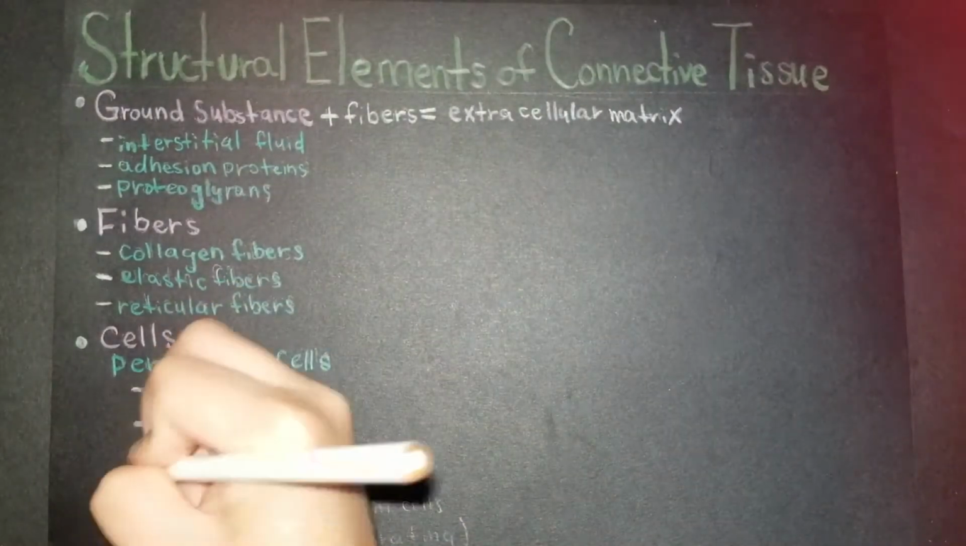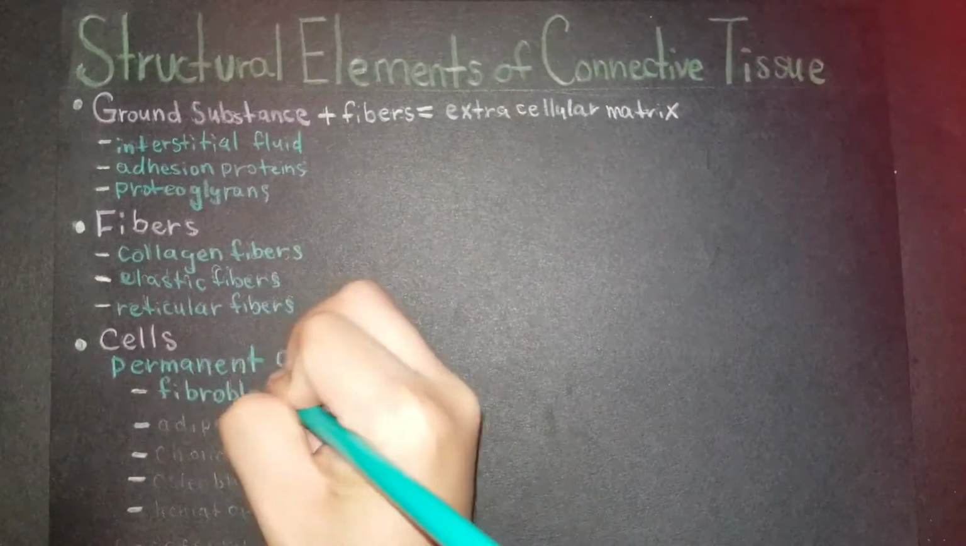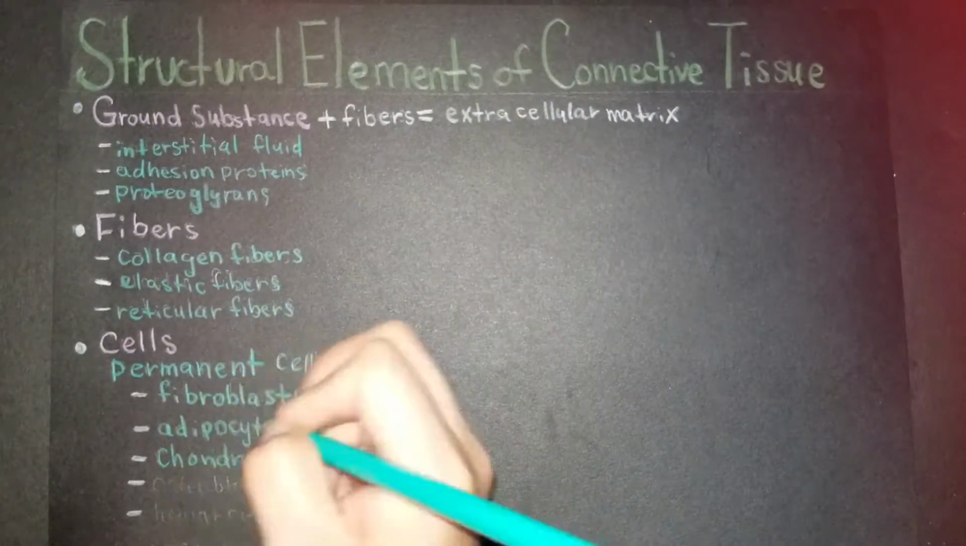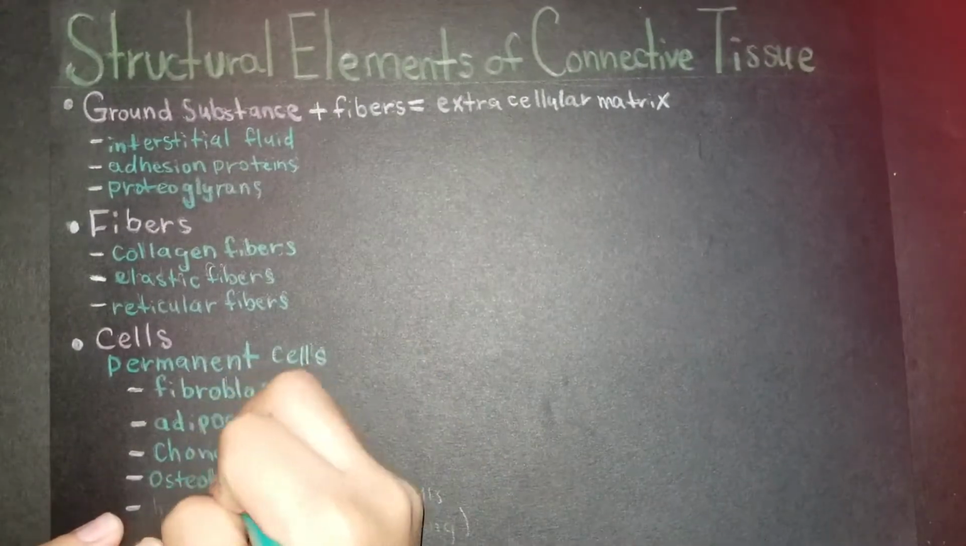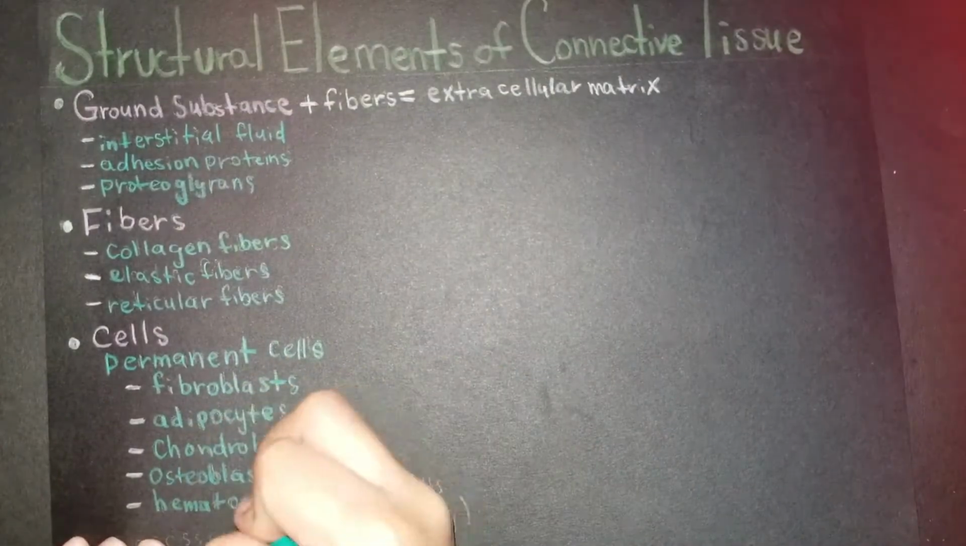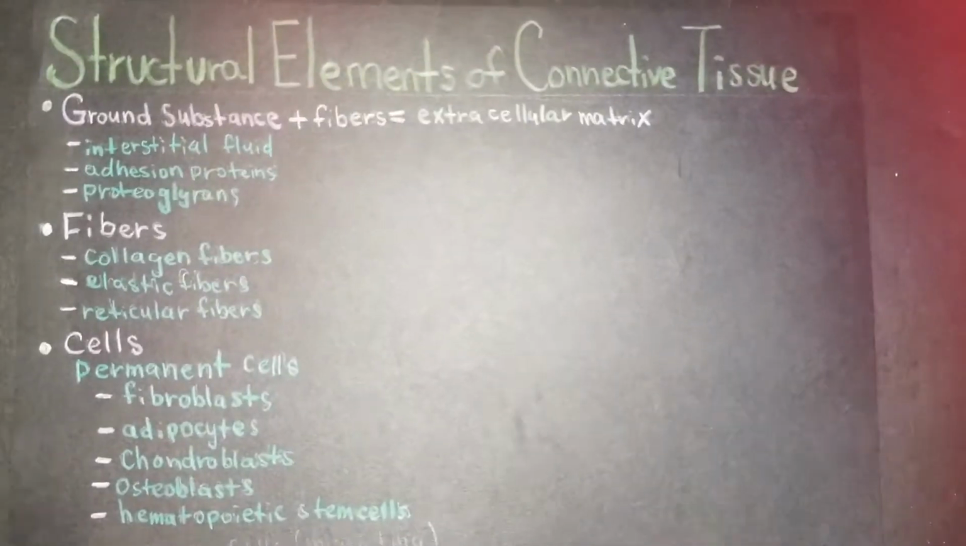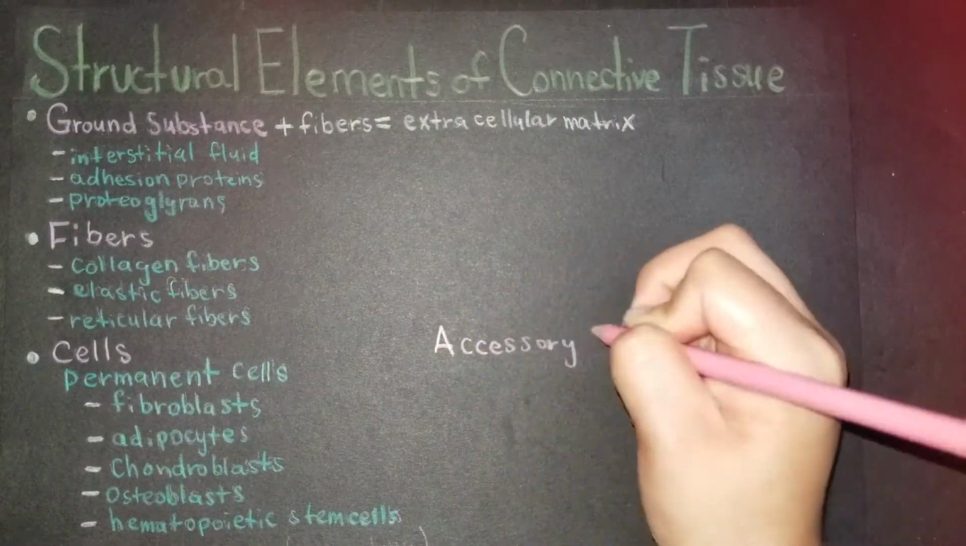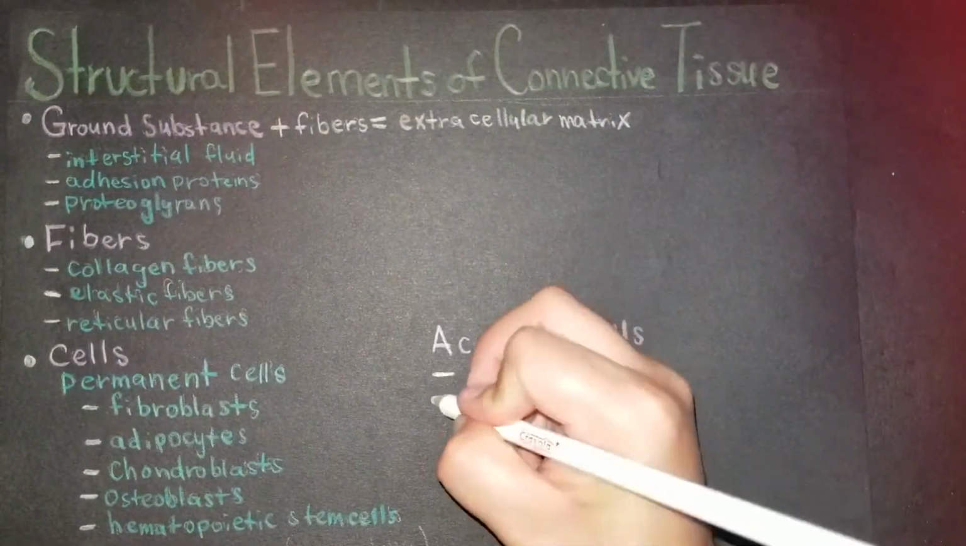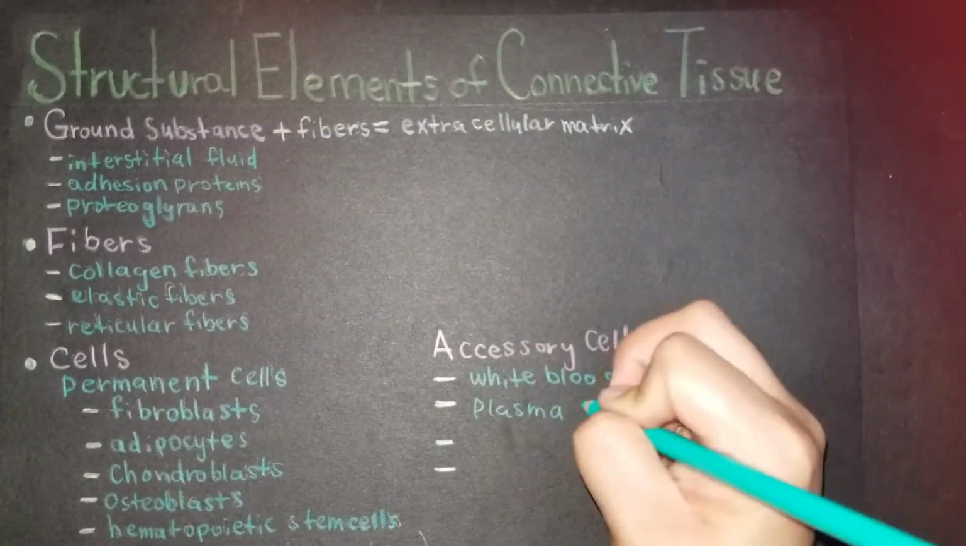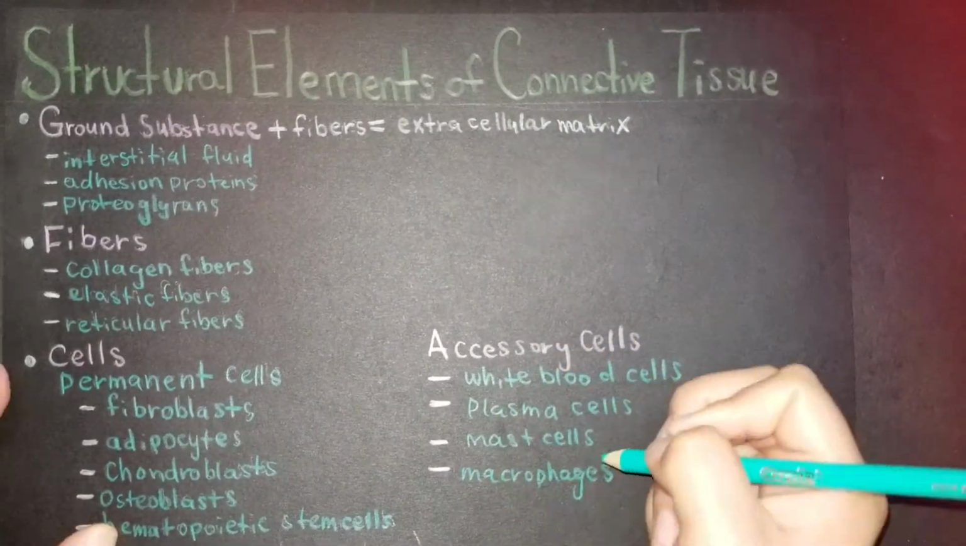Cells have permanent cells: fibroblast, adipocyte, chondroblast, osteoblast, hematopoietic stem cells. Accessory cells include white blood cells, plasma cells, mast cells, and macrophages.